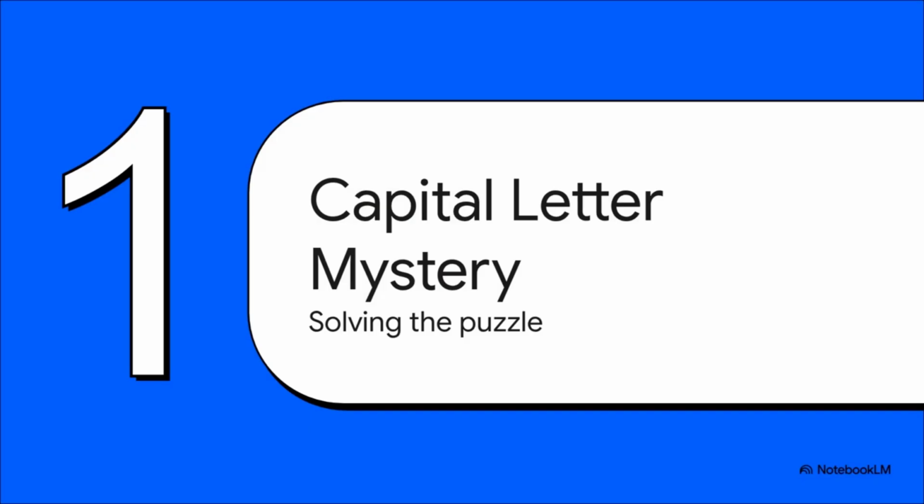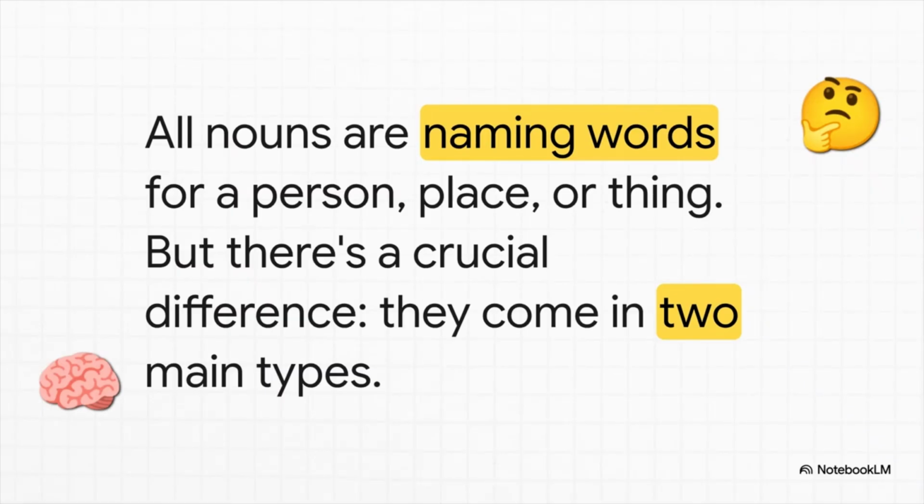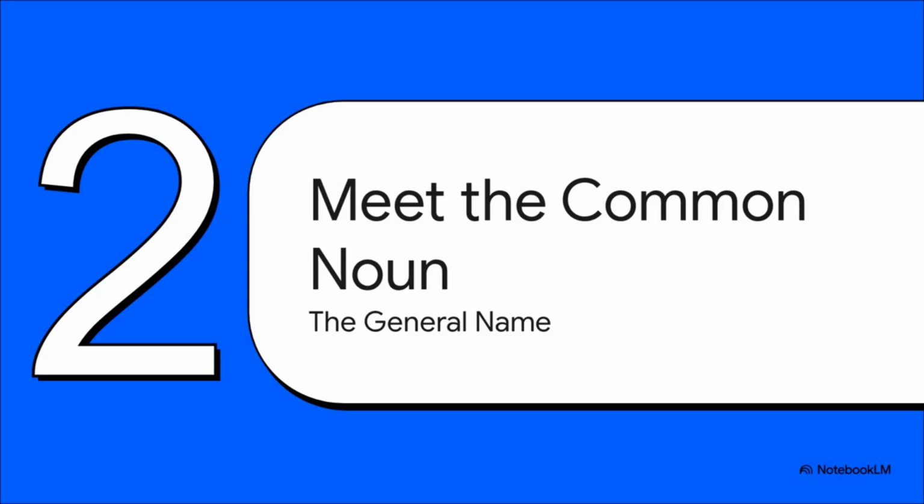All right, let's officially dive into this capital letter mystery. The big secret? It's that not all naming words, nouns, are created equal. Now, we all remember this from school, right? A noun is a person, a place, or a thing. Simple enough. But here's the twist. There are actually two different kinds of nouns, and understanding that difference, well, that's the key to the whole capitalization puzzle. First up, let's meet the common noun.